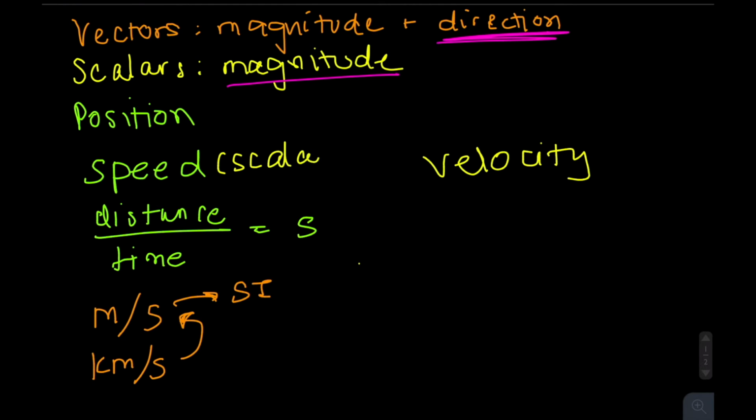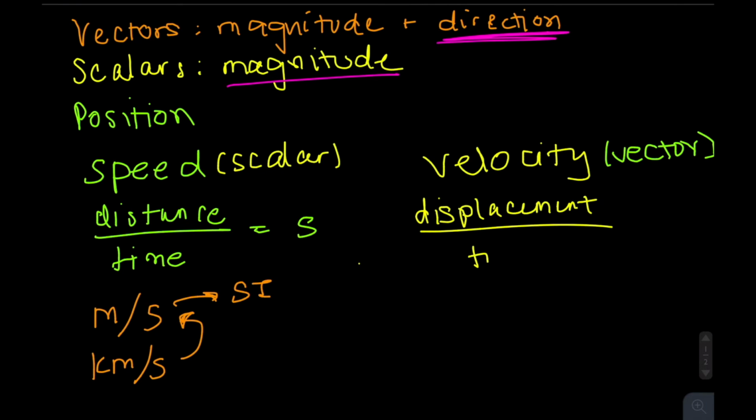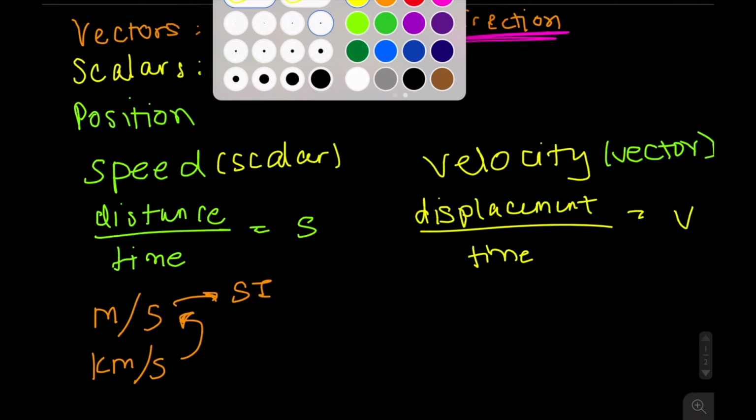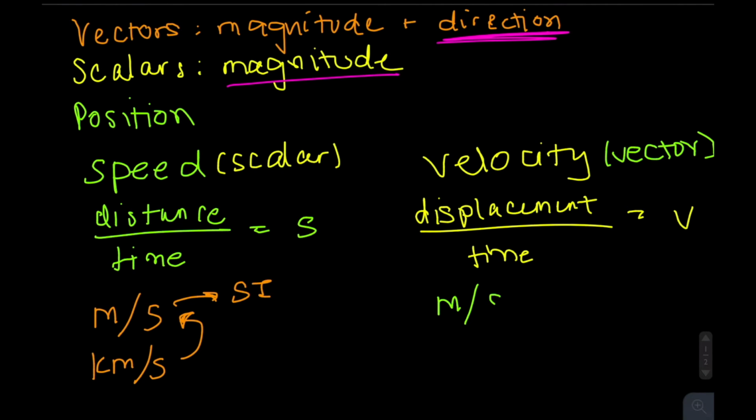So speed is a scalar. Now since velocity is a vector, I automatically know I need a direction. Velocity is your displacement, since displacement is a vector, over the time, because time does not have a direction. So this is a vector over time, and that will give us v, which I'm going to notate as velocity. Since this is a vector, the units would be meters per second, but you might see it as 10 meters per second to the left, or 10 meters per second to the right, or something like that. So it will have a direction.